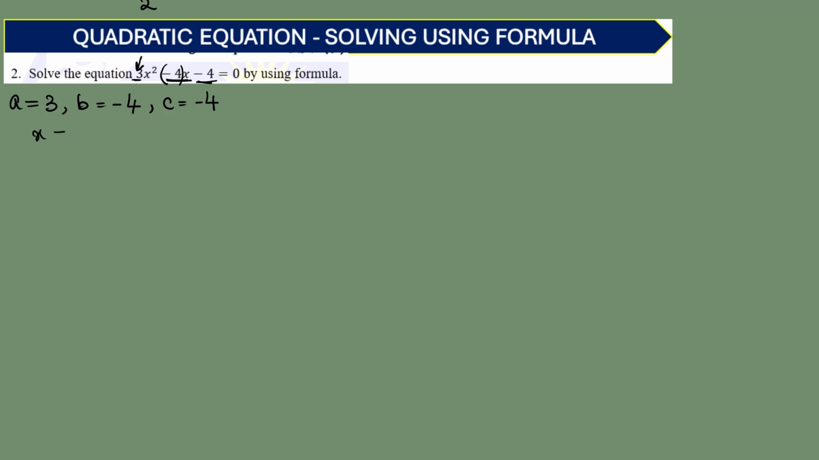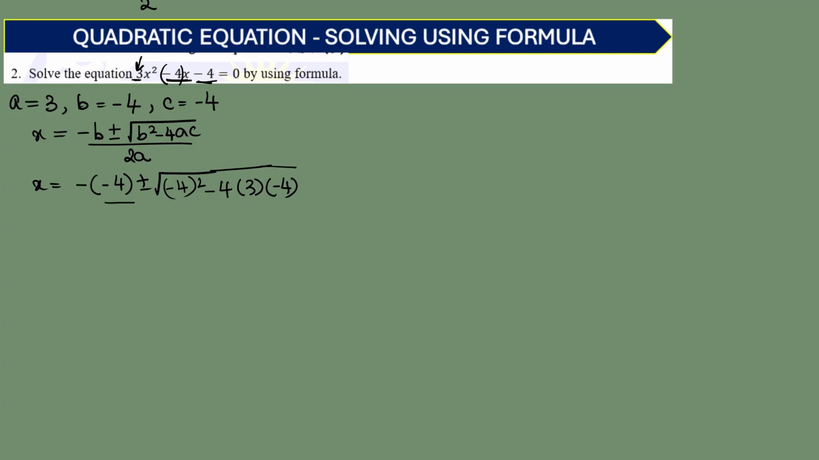So what is the value of x? X is, no need to write the formula. So I'm still writing it for you. X is minus b plus minus under root of b square minus 4ac upon 2a. So what is the value of x? Minus of minus 4 plus minus under root of b square, that is minus 4 the whole square, minus 4ac. So that is 4a is 3 and c is minus 4 whole upon 2 into 3.